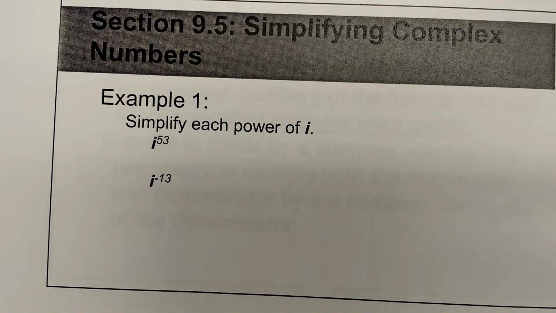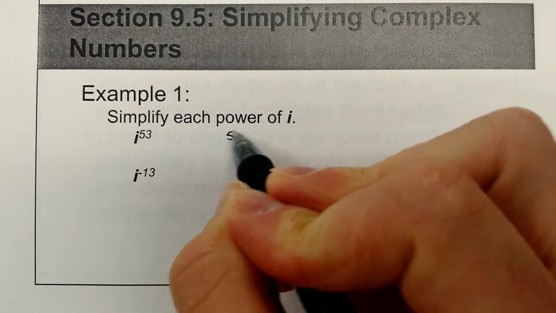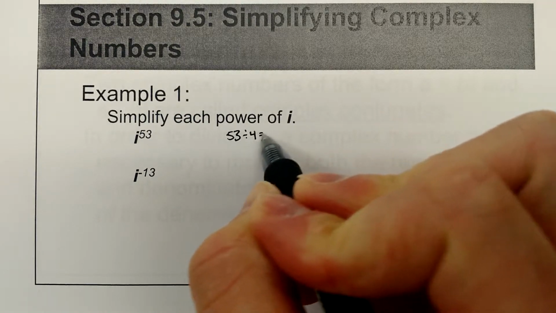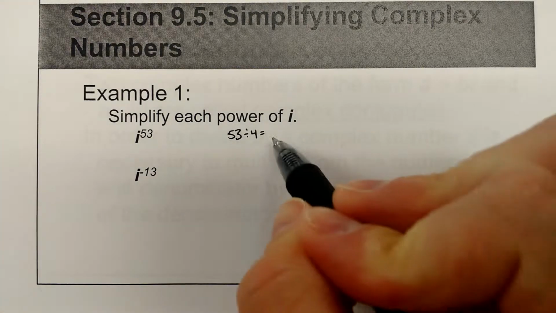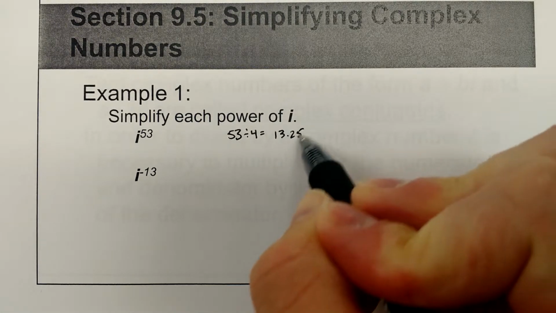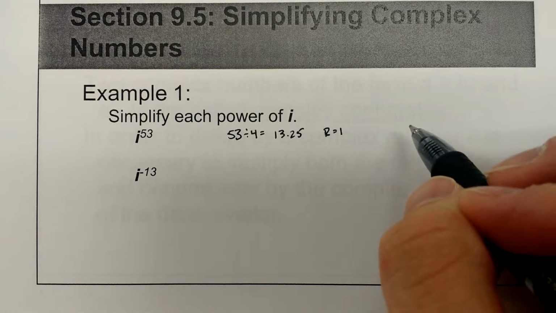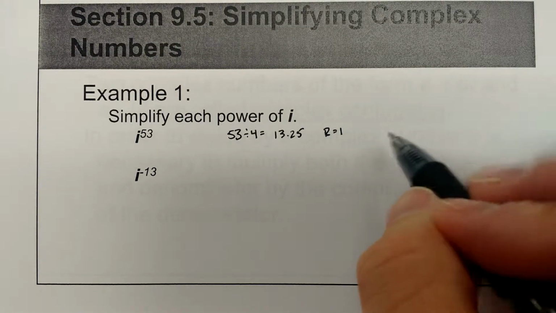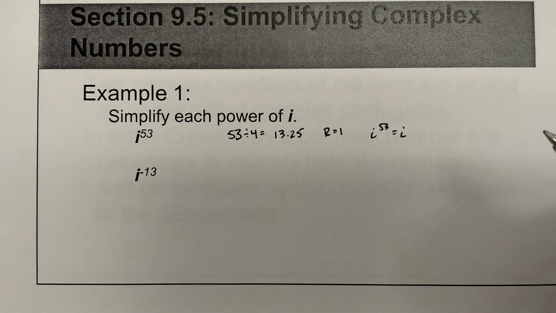Okay, so let's look at these examples. Simplify each power of i. So you have i to the 53rd. We need to take 53 divided by 4. We get 13.25, so that's an R value of 1. An R value of 1 means we have just i. So i to the 53rd is the same thing as i.